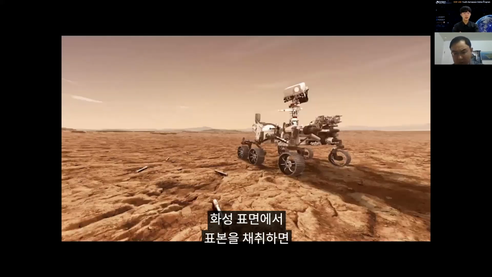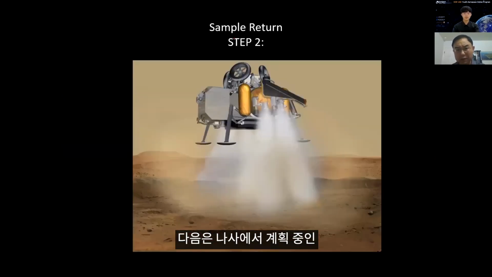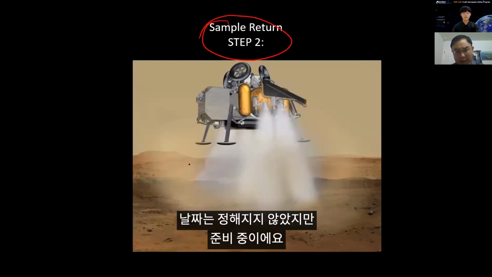Step one, collect the sample. That's what Perseverance's job is. And then the next mission, which NASA is currently planning. We haven't set any date, but this is what we're going to do.